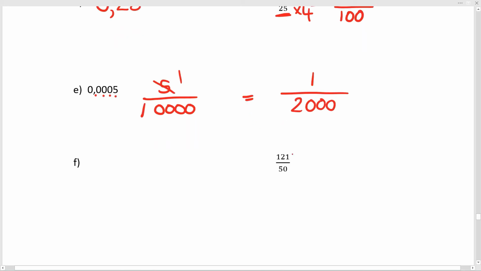What about an improper fraction like this? You can see that the top is bigger than the bottom. You know what? I still need it to be something out of 10 or 100 or 1,000. And I can see that I can convert to something out of 100. I'm going to multiply by 2 over 2. 121 times 2 is 242 out of 100. Okay, so it's going to be something that's got numbers before the comma because it's an improper fraction, and then we're going to have 2 places after the comma.